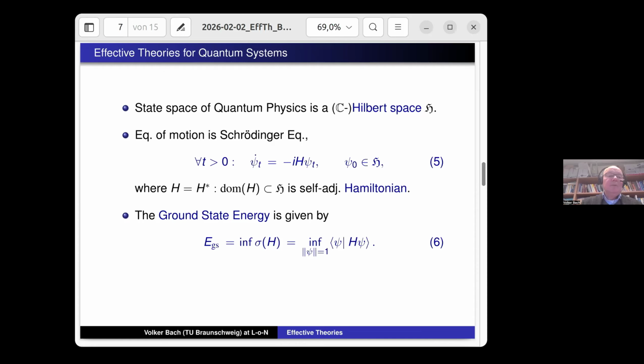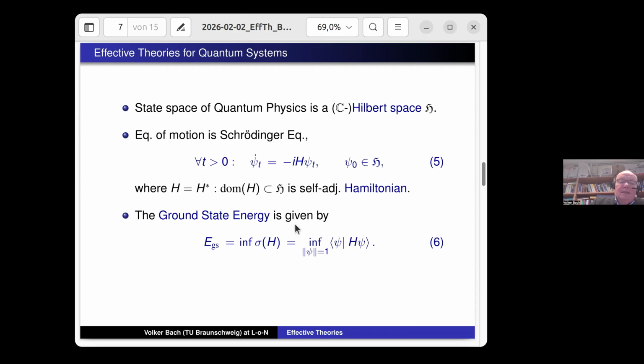Here, the static quantity I'm interested in is the ground state energy of the system. This is really the lowest spectral point of the Hamiltonian, so the infimum of the spectrum of H. And by the Rayleigh-Ritz principle, this can be quantified as the infimum of all expectation values of H in quantum states, sandwiched by normalized wave functions psi.